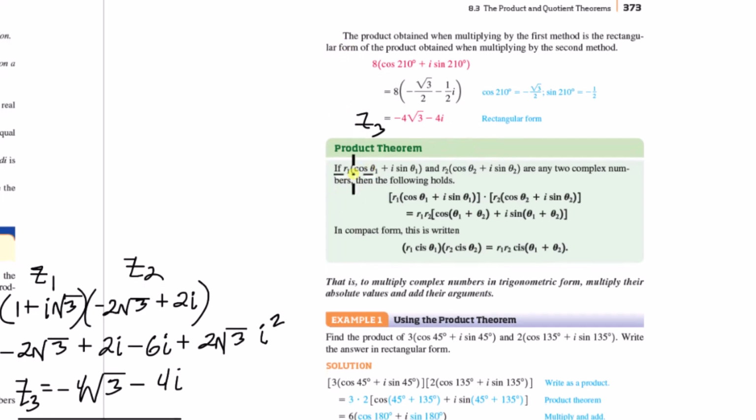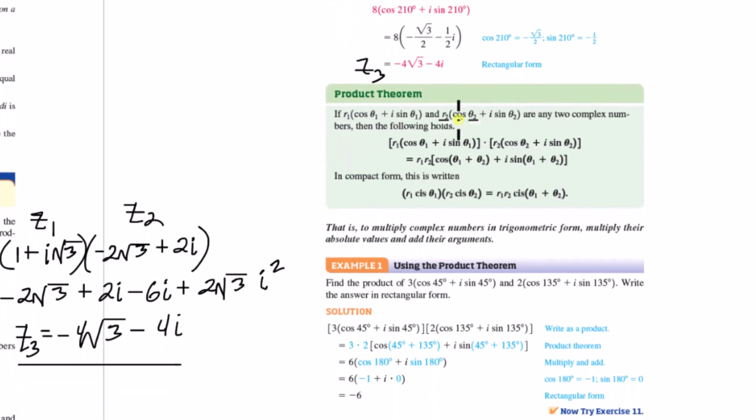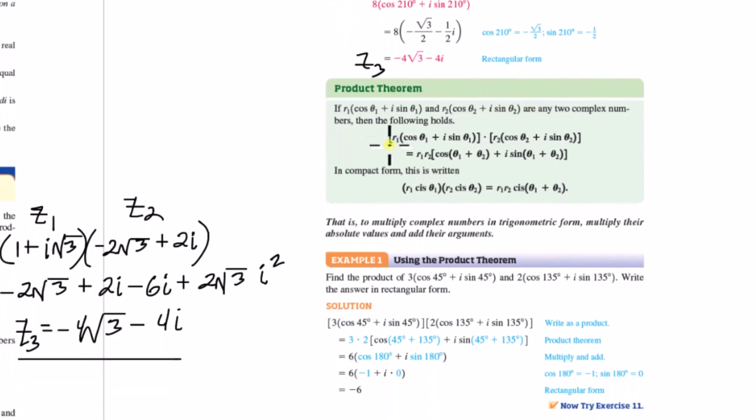All right, so the product theorem: if you have two complex numbers in polar form and you want to multiply them, the result is R1 times R2, cis theta 1 plus theta 2. That is, to multiply complex numbers in trigonometric form, multiply their absolute values and add their arguments.